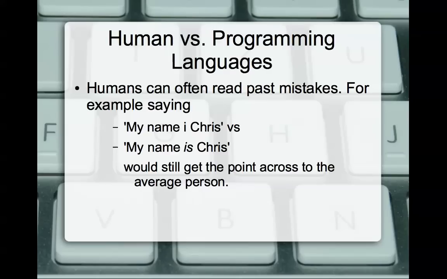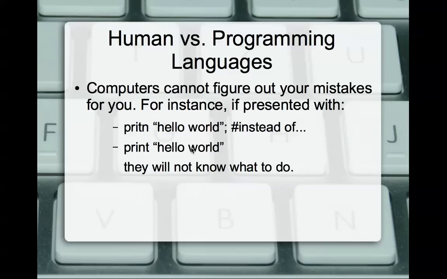We humans will often read past mistakes. For instance, if I say my name, Chris, you'll probably read that pretty easily as my name is Chris. Your mind just fills it in for you. However, a computer can't figure out your mistakes. If you type this line of code, which is incorrect, it won't know to read it as this line of code. It's not going to be able to figure that out.